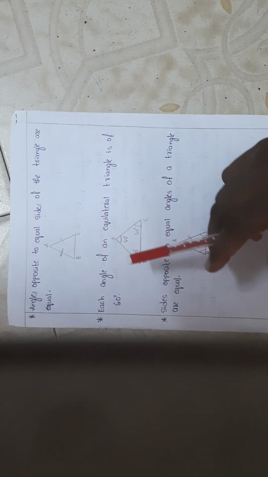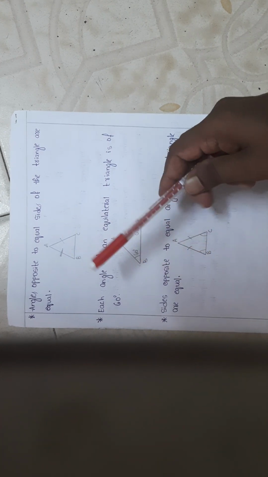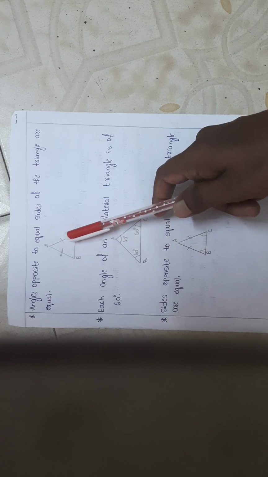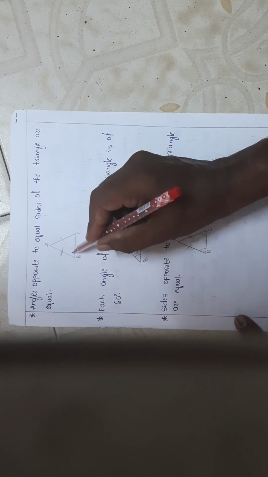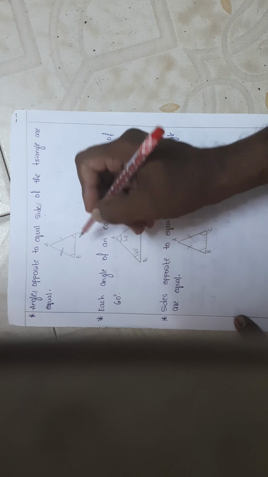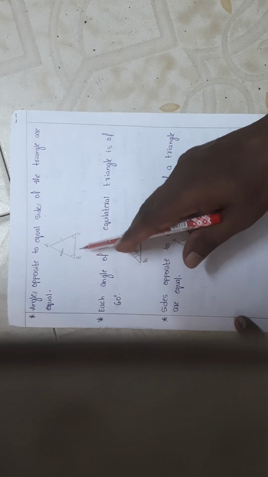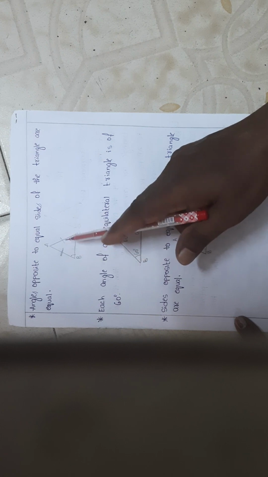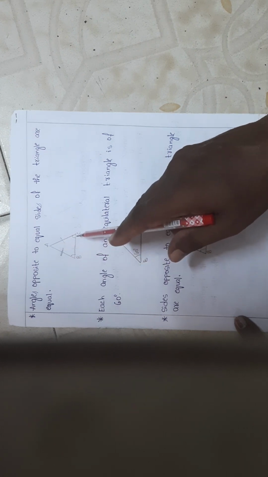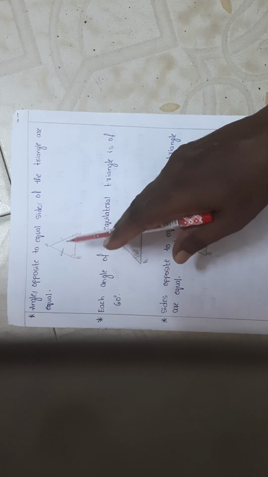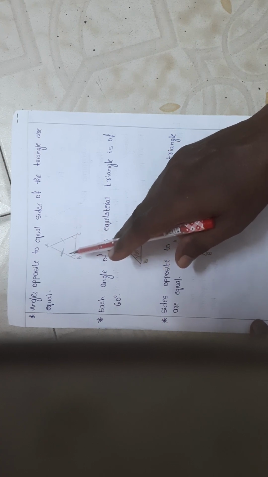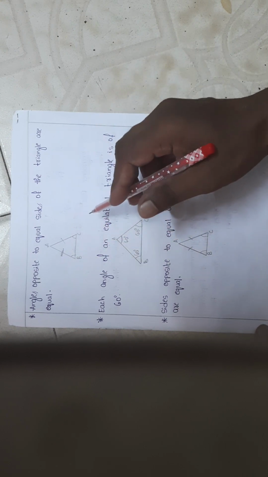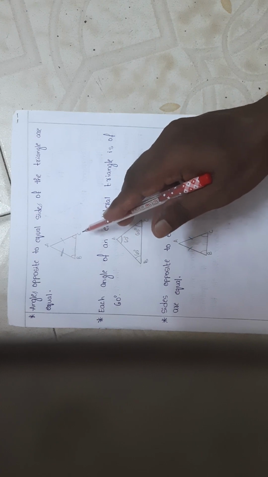Some important concepts we are going to derive from those. Angles opposite to equal sides of a triangle are equal. Suppose AB and AC are equal sides. Here I have drawn with a red ink pen. Angle B is opposite to AC, and AB is there, its opposite angle is C. These two sides AB and AC are equal, so their corresponding opposite angles are equal. That means if AB is equal to AC, then angle B is equal to angle C. That is the conclusion.